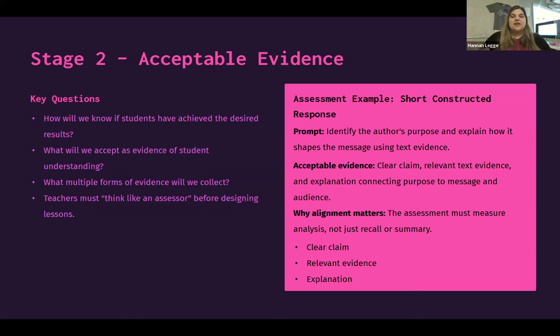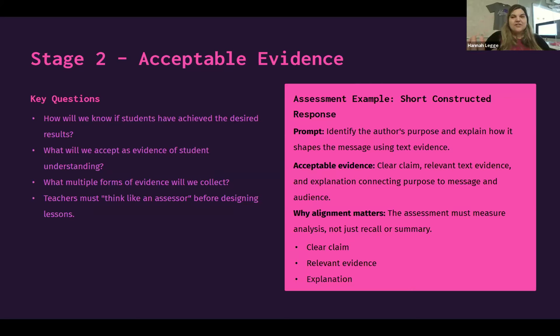So the alignment here is, it's an English class, so the writing is there, right? A short constructed response is definitely relevant for the STAAR. But the clear claim, relevant evidence, and explanation are essential because that means they're able to identify the author's purpose, the message, and the audience effectively.